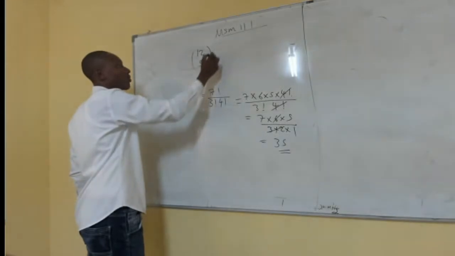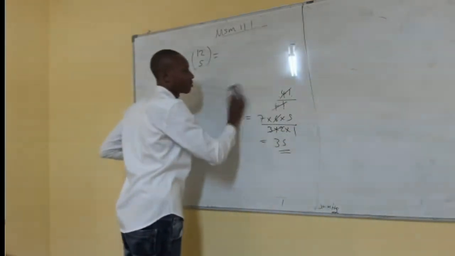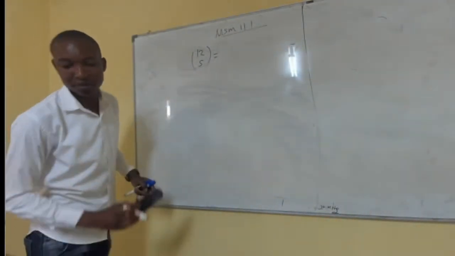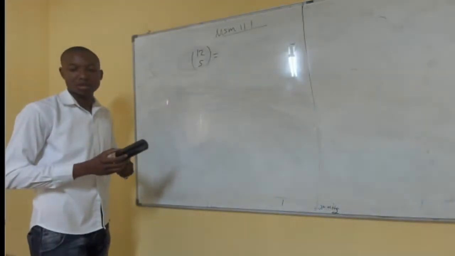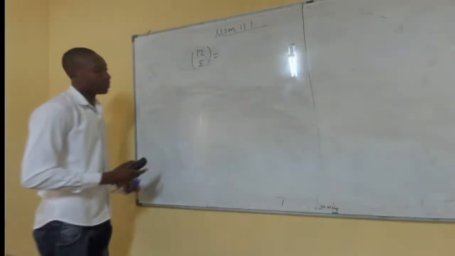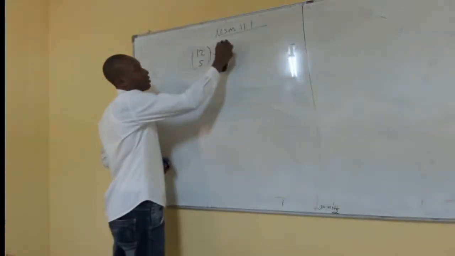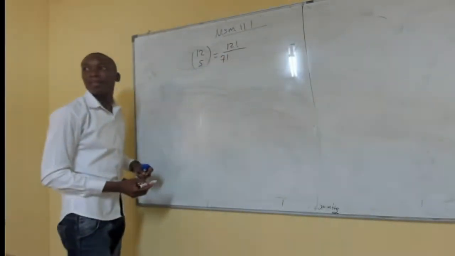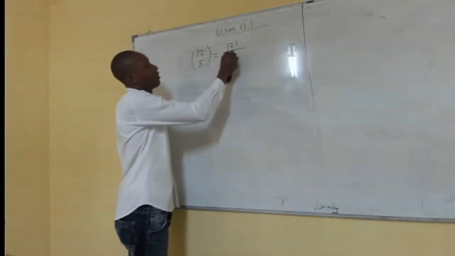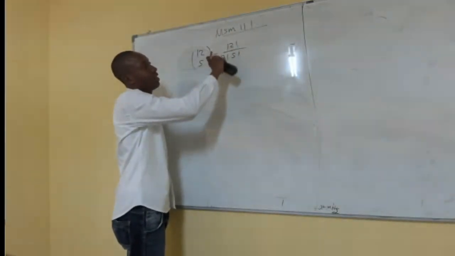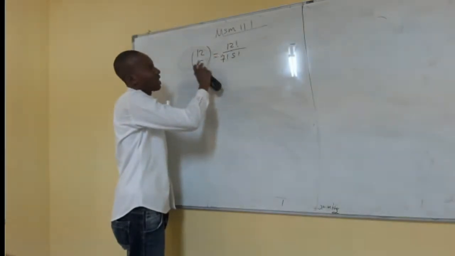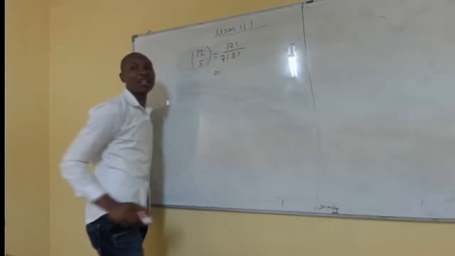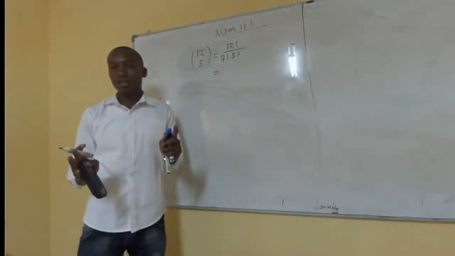12 choose 5. 12 factorial over 12 minus 5, which is 7 factorial, then we have 5 factorial. Because this is n minus r, that's 12 minus 5 which is 7, and we have r, which is 5 factorial. Now, the largest number in the denominator is what? The largest number in the denominator is 7.